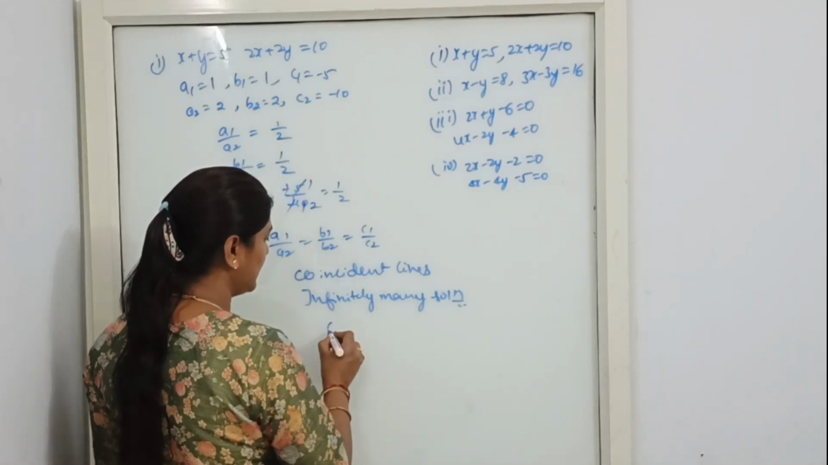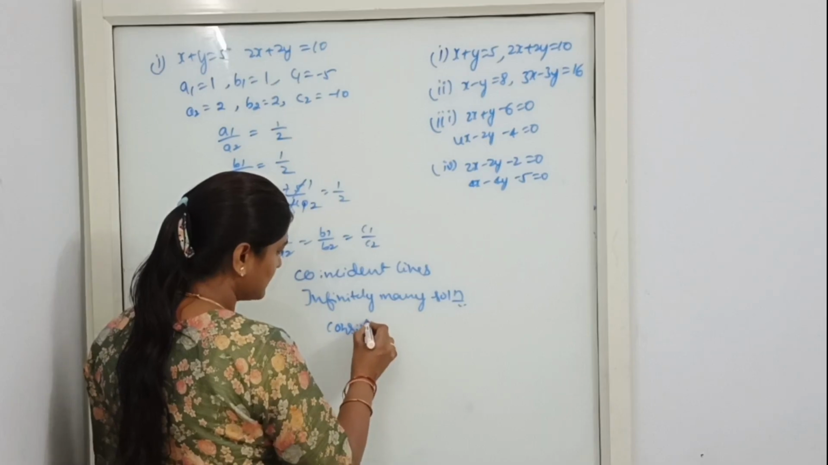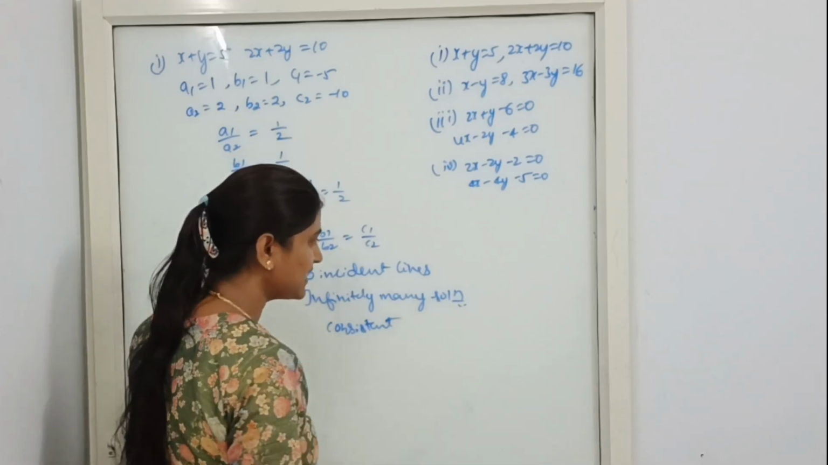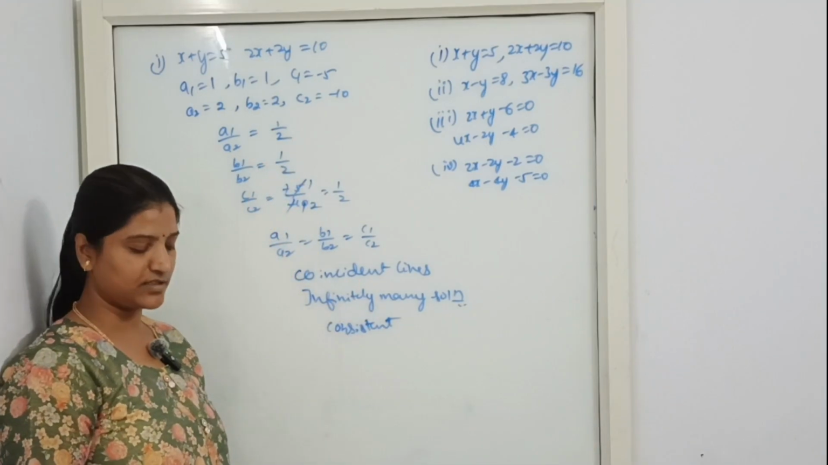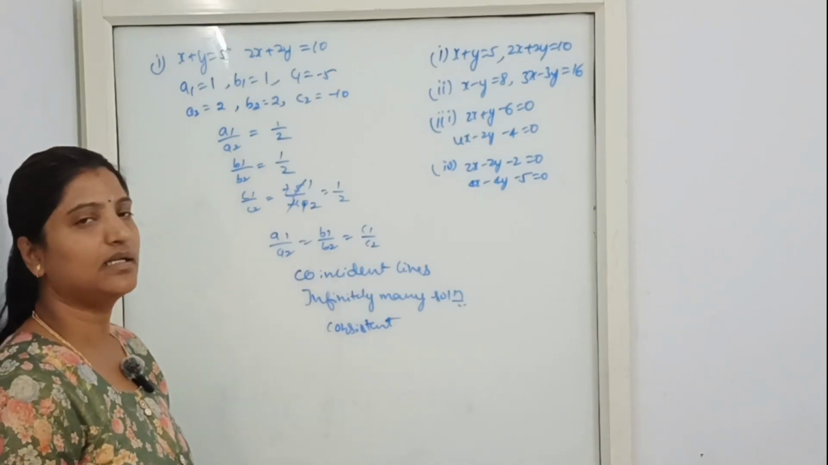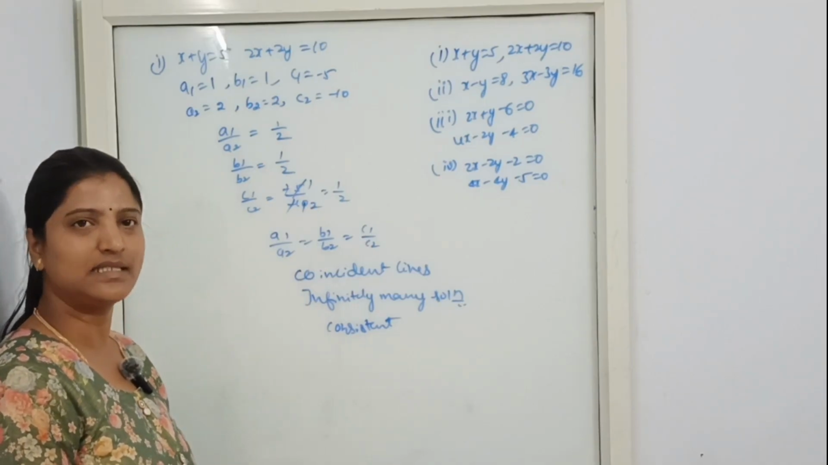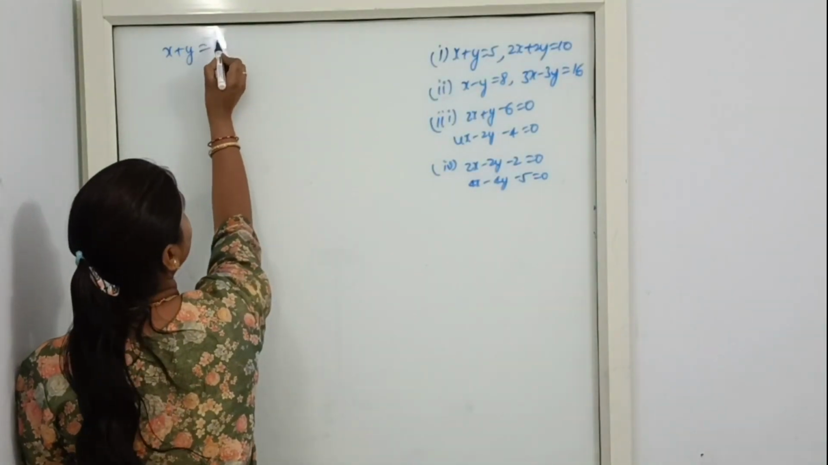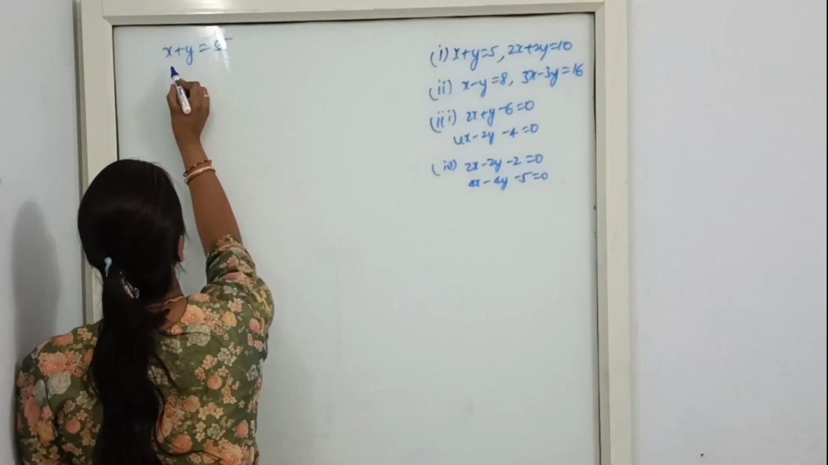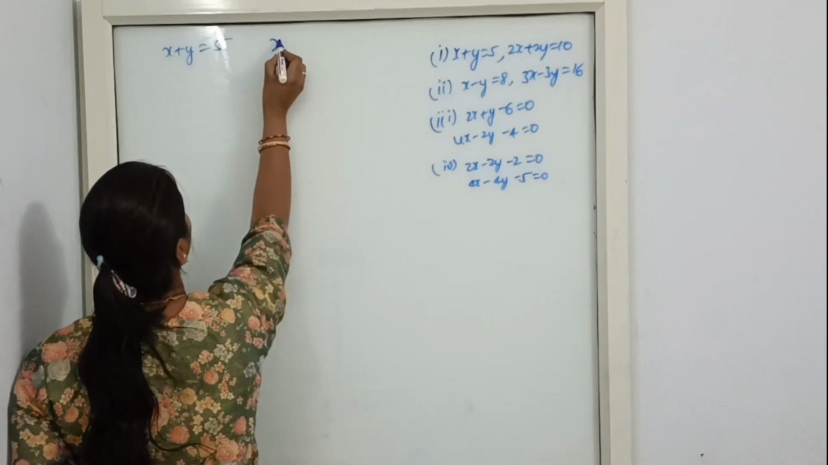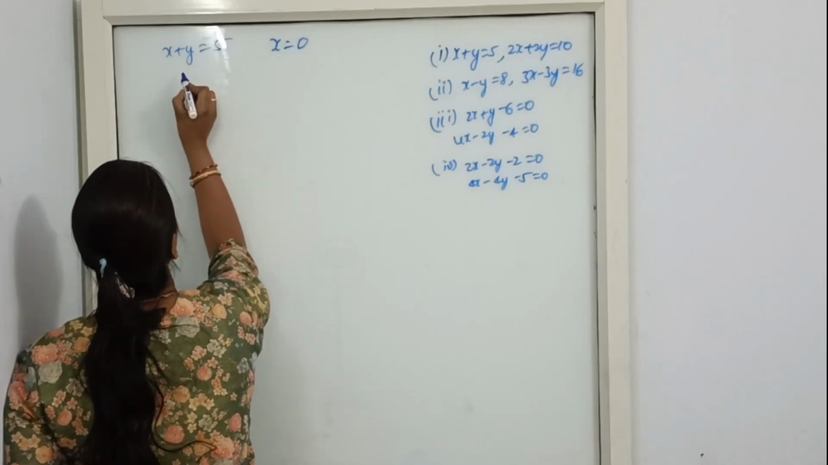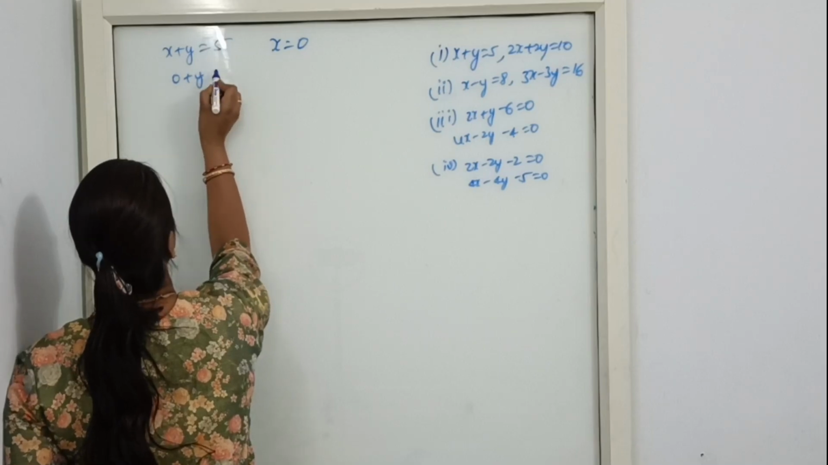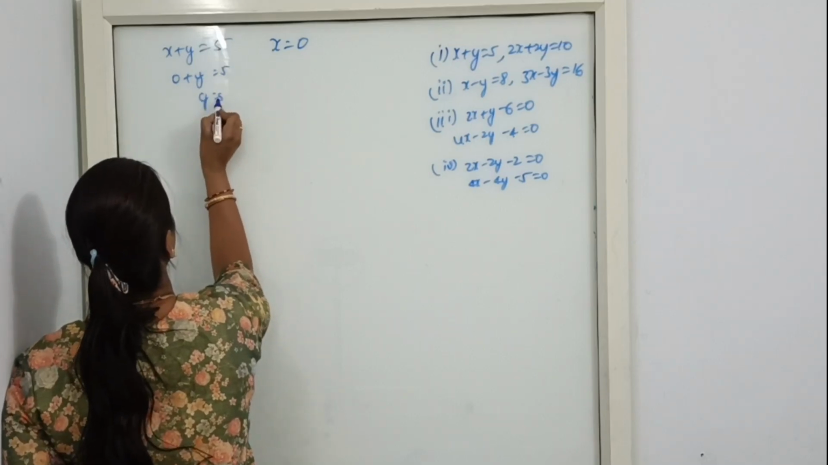If it is a solution, then that is consistent. If it is consistent, they are asking us to represent it on a graph. Let us start the graph. We have to find the solution, right? So here, if x is equal to 0, what will come? 0 plus y is equal to 5, and y is equal to 5.